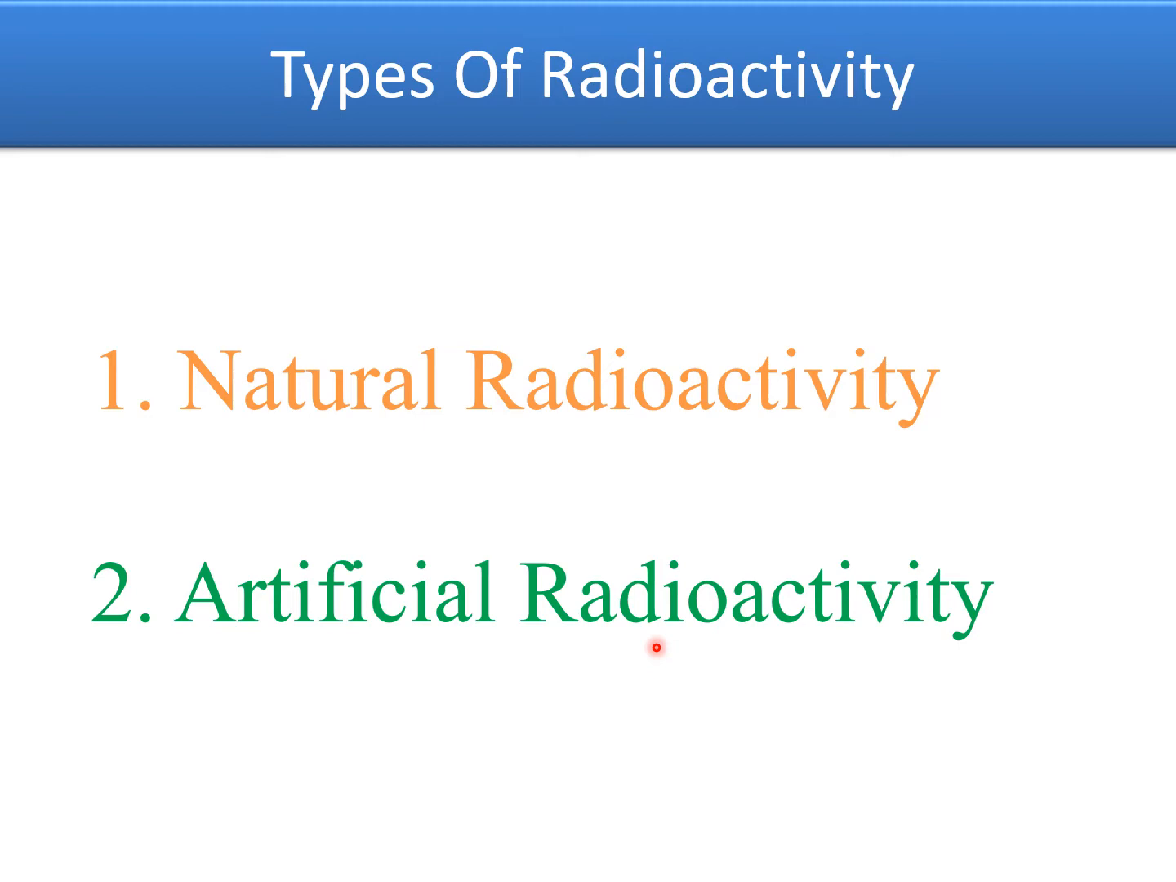Her daughter and son-in-law got the Nobel Prize for artificial radioactivity. Marie Curie and Pierre Curie got the Nobel Prize for the natural radioactivity phenomena and the determination of the elements. Her daughter and son-in-law got the Nobel Prize for radioactivity. Therefore, the Curie family secured five Nobel Prizes for this radioactivity phenomena.